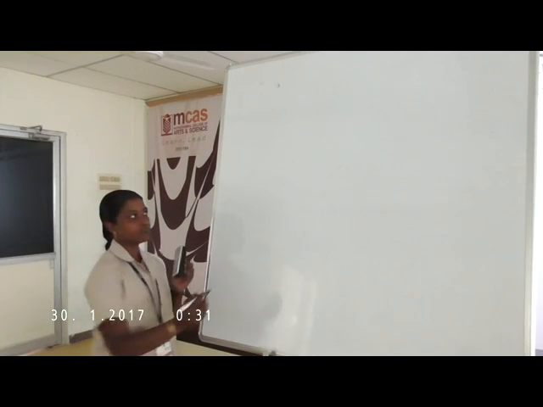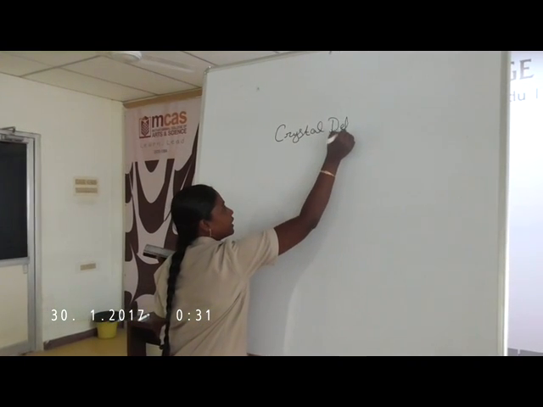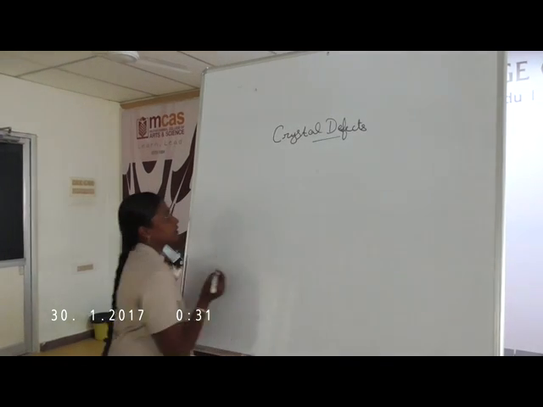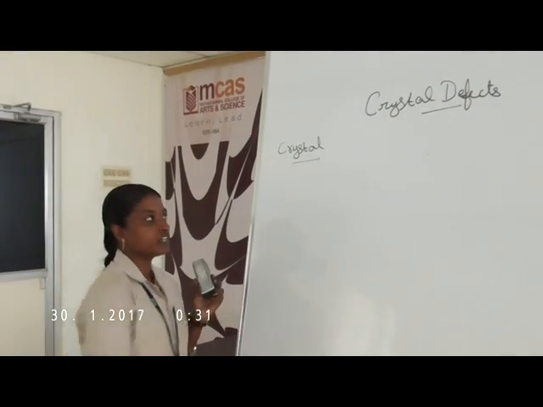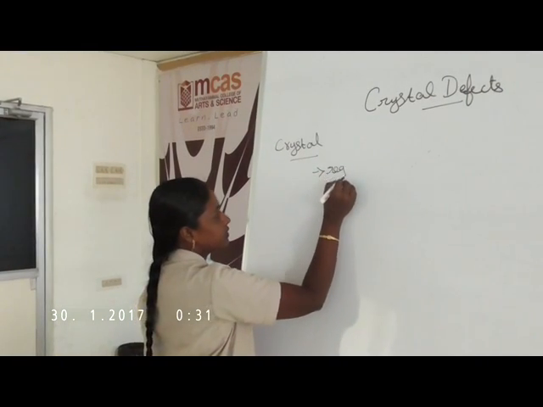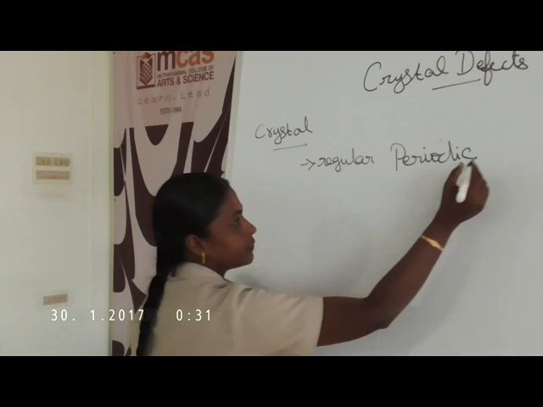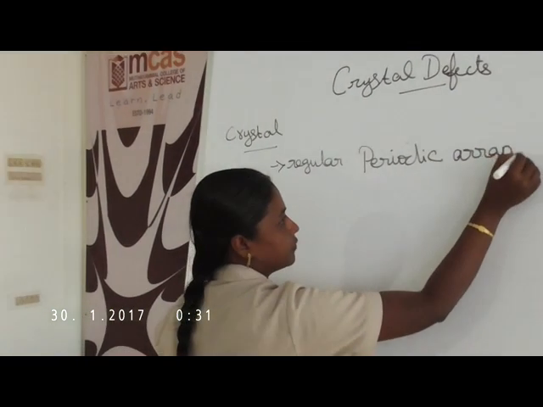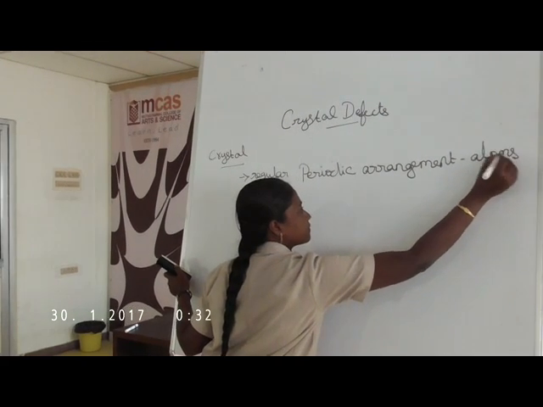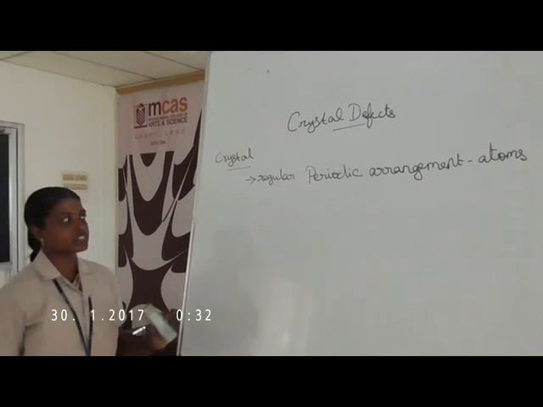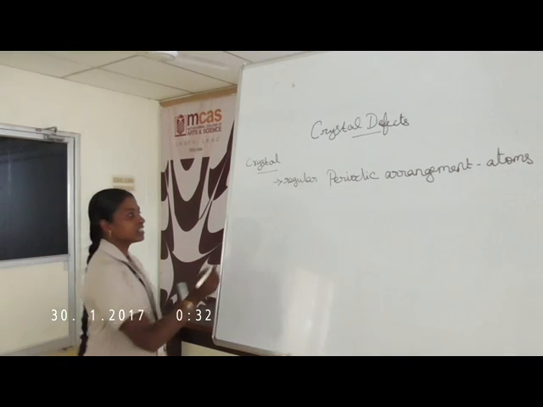We are going to see about the topic of crystal defects. Before entering into crystal defects, we want to know what is meant by crystal. A regular periodic arrangement of atoms is called a crystal. But in a regular crystal, some defects are present. These defects are called crystal defects.